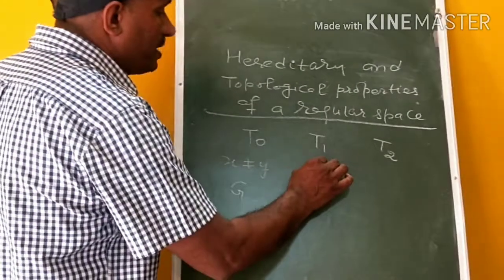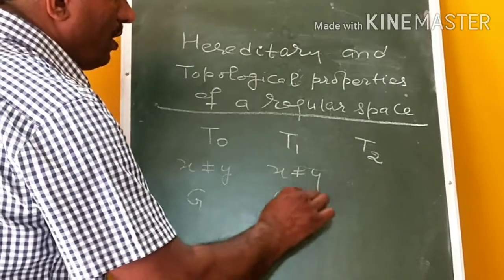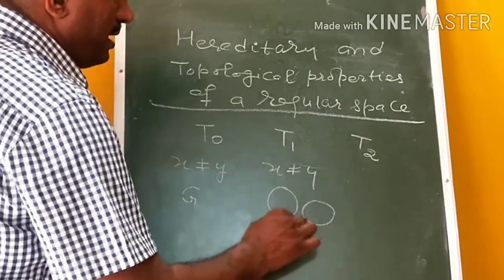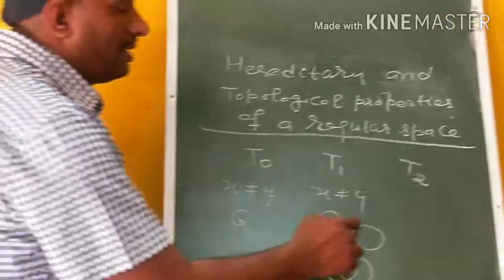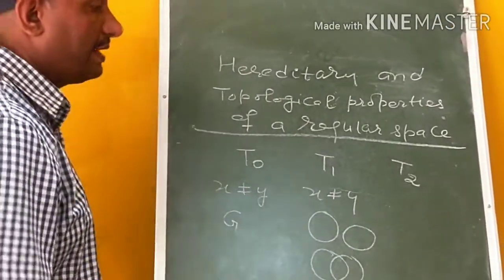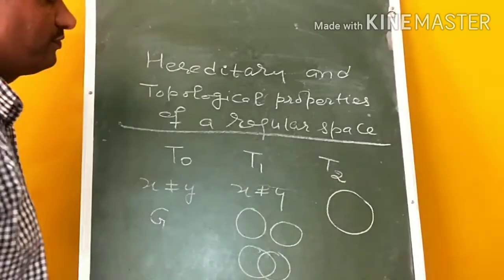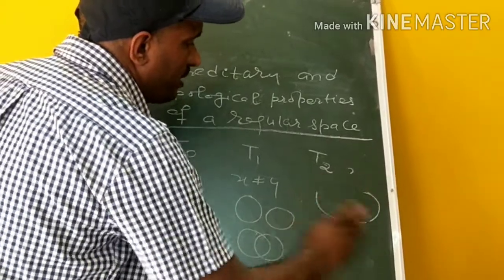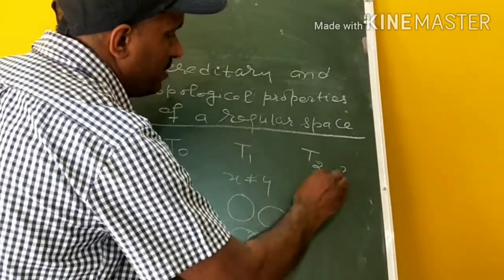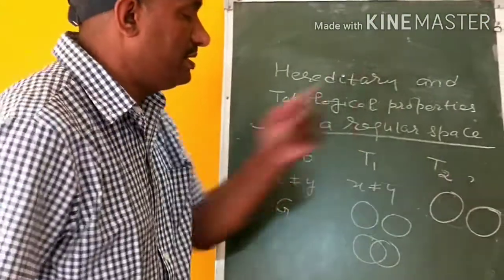And in case of T1 space, for two distinct points X and Y, we have two open sets. They may be disjoint and they may not be disjoint. One point belongs to this set, another point belongs to this set. And in case of T2, for two distinct points, we have two disjoint open sets, and one point belongs to this, another point belongs to this.